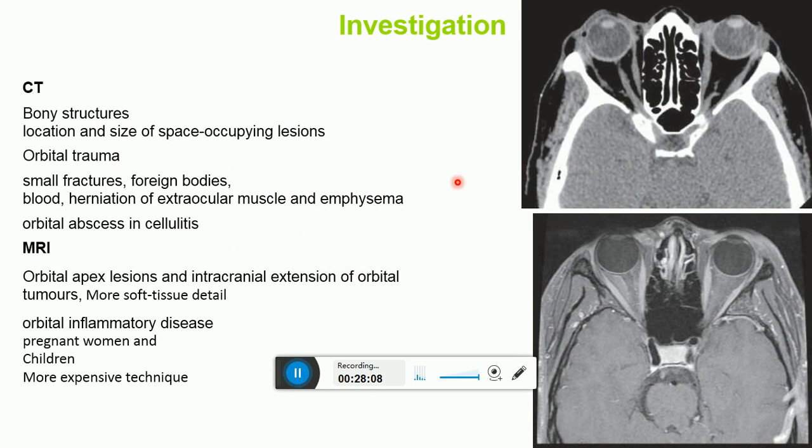Investigations, first one is CT or computed tomography. CT is useful for depicting bony structures, the location and size of space occupying lesions. CT is of particular value in patients with orbital trauma because it can detect small fractures, foreign bodies, blood, herniation of extraocular muscle, and emphysema. CT is unable to distinguish different pathological soft tissue masses because they are radiologically isodense. Confirmation of orbital abscess in cellulitis is a relatively common indication.